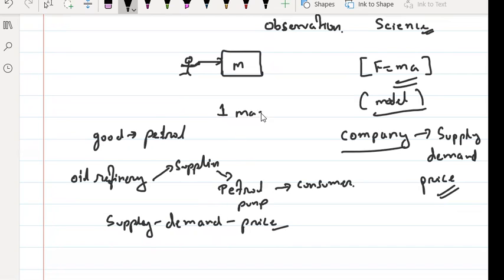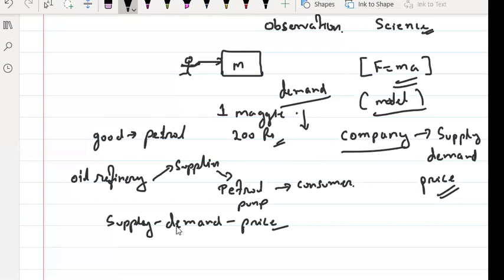For example, suppose one packet of Maggie is being sold at 200 rupees. Will you buy it? No, right? Who will buy one packet of Maggie for 200 rupees? No one will buy. Obviously your mom will kick you. Then what will happen to demand? It will fall down. Got it, everyone?